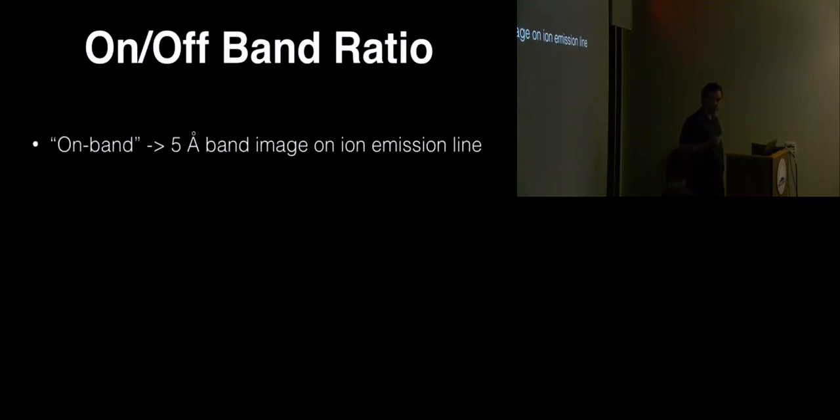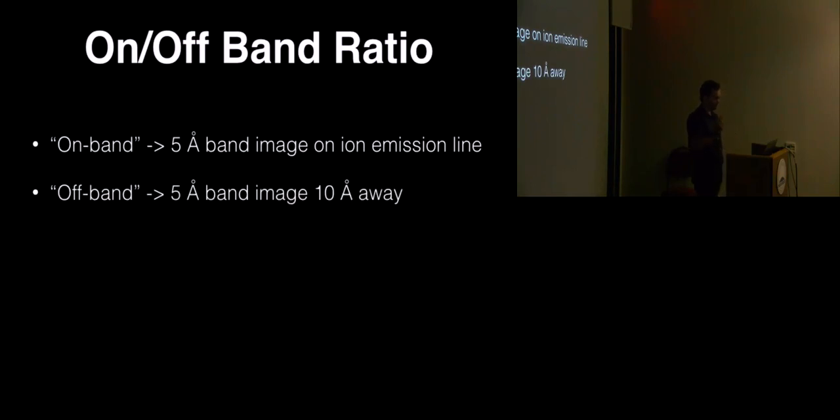So in order to then measure the freeze-in distance, what I'm going to do is take a ratio between two different images. Specifically, each ion has an on-band image, a 5 angstrom narrow-band image of the corona centered on an optical emission line, and an off-band image that's an identical setup, but the wavelength has been shifted by 10 angstroms, so you're outside of that emission line and can therefore measure the continuum background.